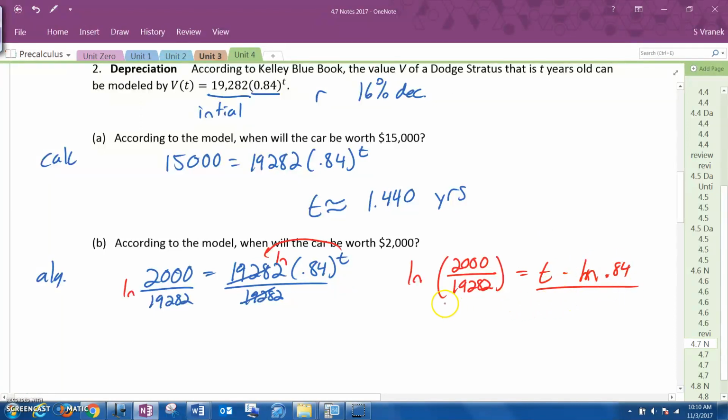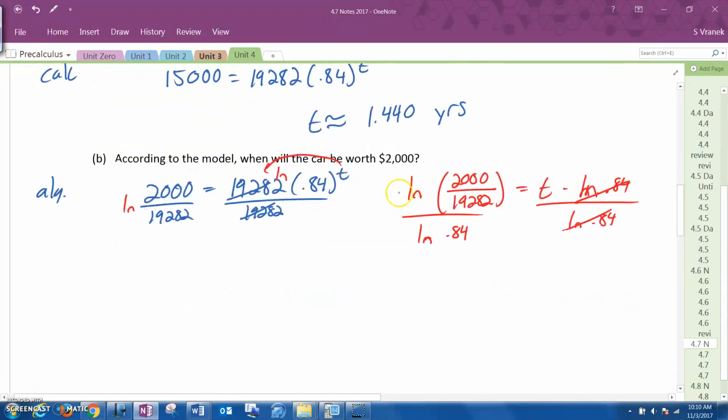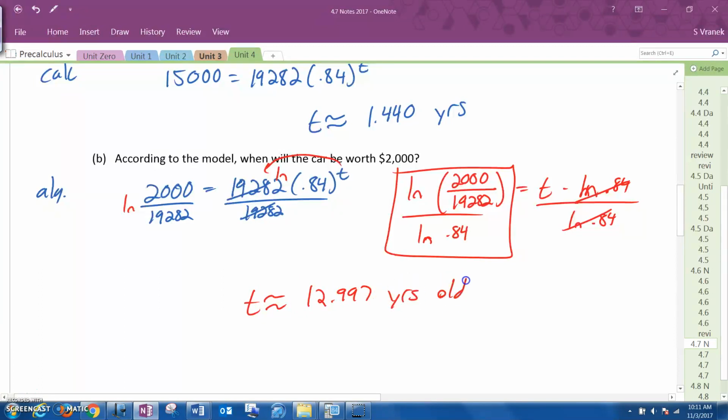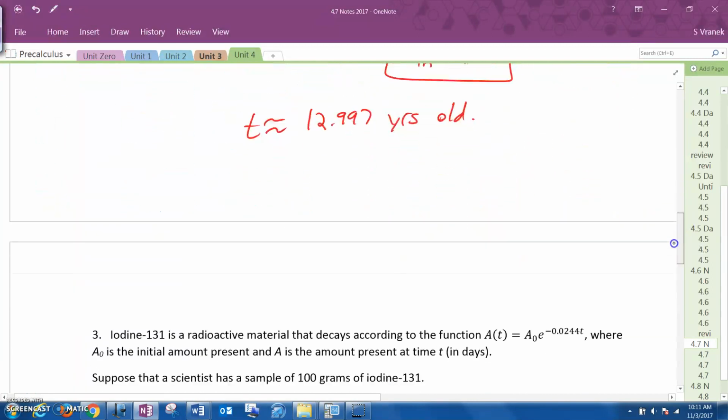Then you divide by natural log of 0.84, and you are left with this amount here. And when you type that in the calculator, you get a t of approximately 12.997 years. So it'll take almost 13 years to get down to 2,000 for its value. Okay, so now we're going to go on and do exponential.